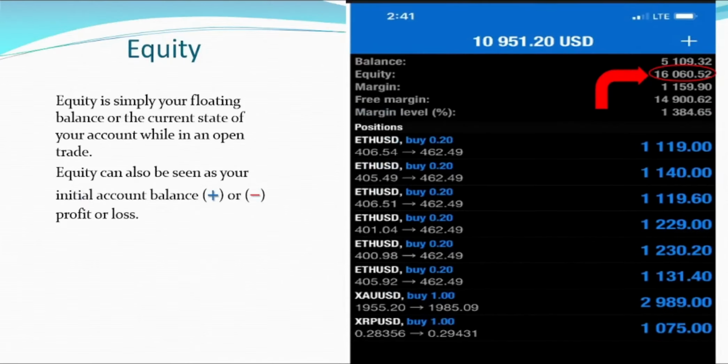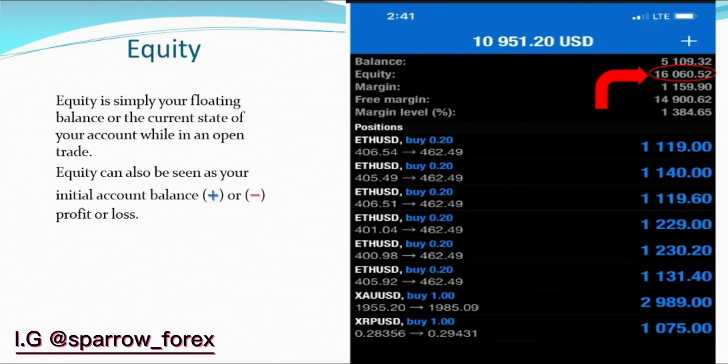So guys, welcome back. We're going to start off with equity. Now, what is equity? Equity simply means your floating balance. Equity is the current state of your account while in an open trade. You can also see equity as your initial or starting balance plus or minus your profit or loss.